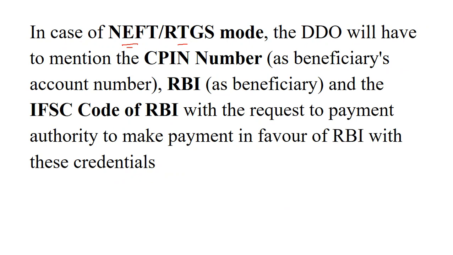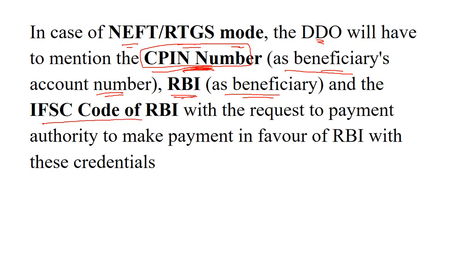In case of NEFT or RTGS mode, the DDO will mention the CPIN number, because the DDO has generated it on the GST portal online. Along with the CPIN number, he will use the beneficiary's account number, and as beneficiary he will use RBI, and he will use the IFSC code of RBI, and he will request the payment authority, that is the treasury officer, to make payment in favor of RBI with these credentials.